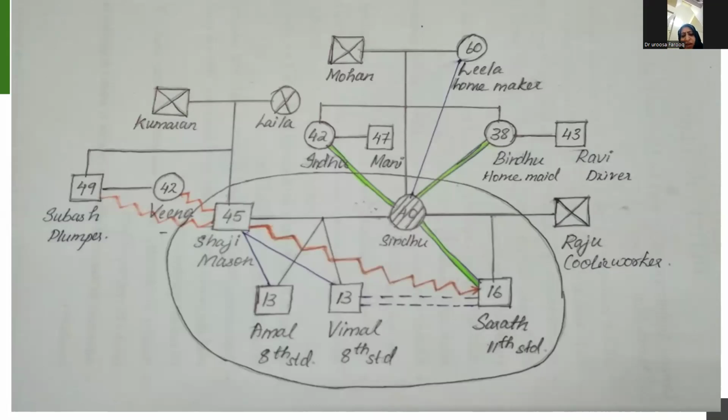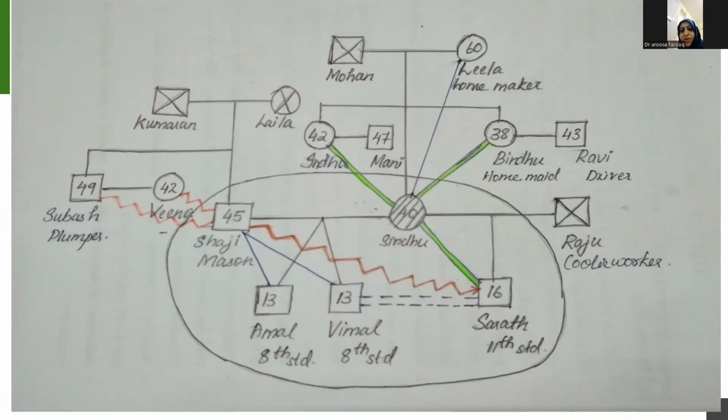Sindhu's life is like the primary circle is surrounded. You have given a circle around Sindhu, Sindhu's children and Saji, the main primary family which is there. Since Saji is having twins, Amal and Vimal, and also Saji is not having good relationships with Subhash and Veena. Thank you so much, Dr. Uruza. Please go on.